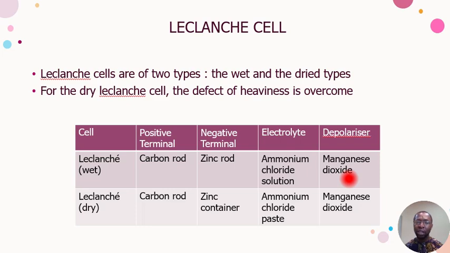Now there's an advantage that the dry Leclanché cell has over the wet one, and the advantage is that it is lighter. The wet one is heavier because of the liquid, because of the electrolyte that's in the form of liquid. But the dry one is lighter, and that is why it has an advantage over the wet Leclanché cell. Now, this is all we need to know about the primary cells and their examples.